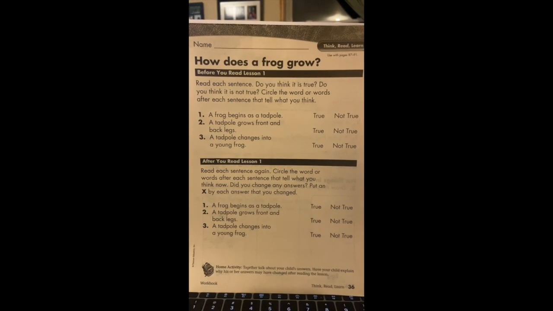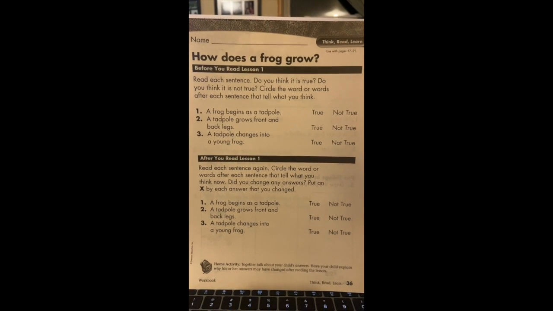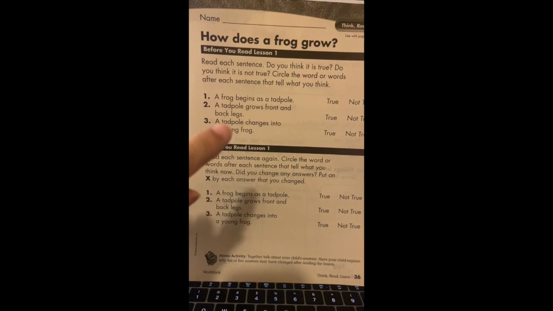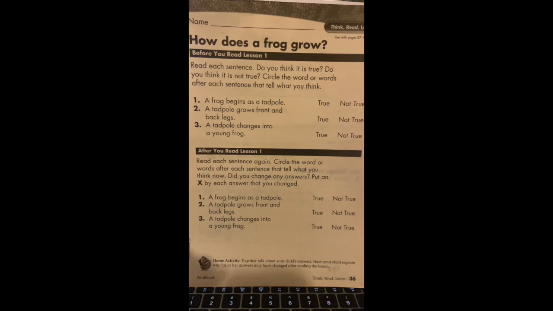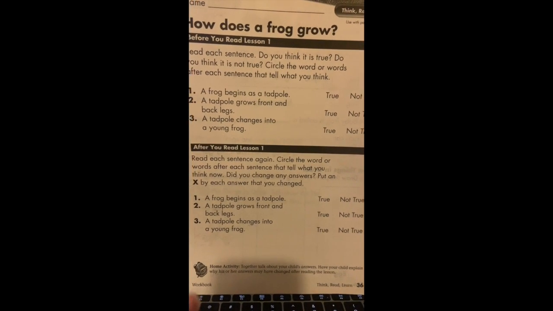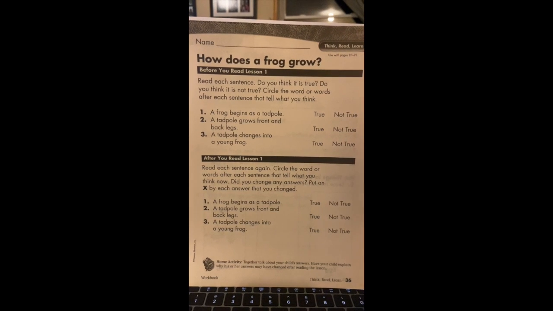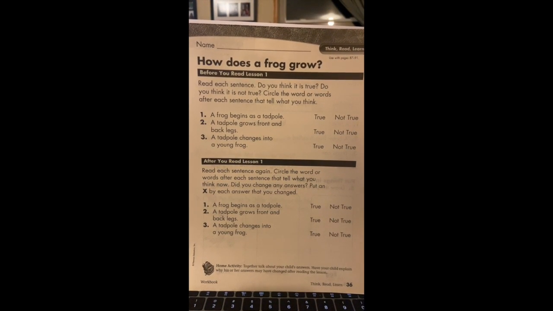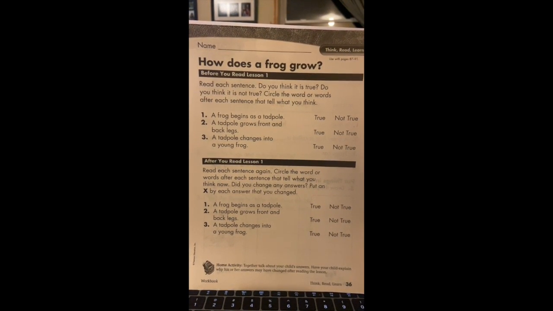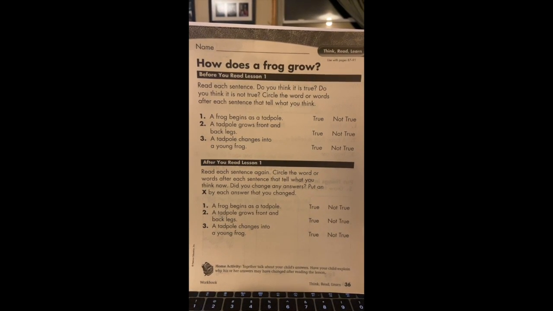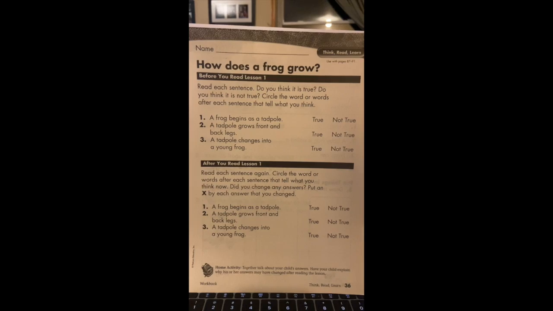Moving back to the think, read, learn. How does a frog grow? We already did the top. We did the top 3 before you read the lesson. Now we're going to go down to the bottom after you read lesson 1. Read each sentence again. Circle the word or words after each sentence that tell you what you think now. Did any of your answers change from up above?